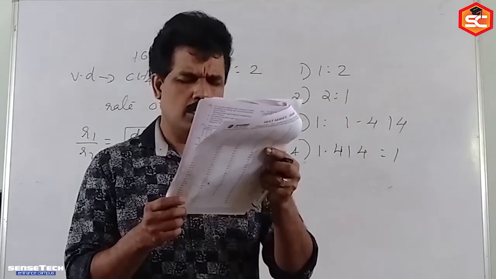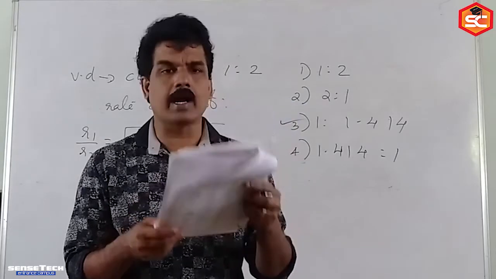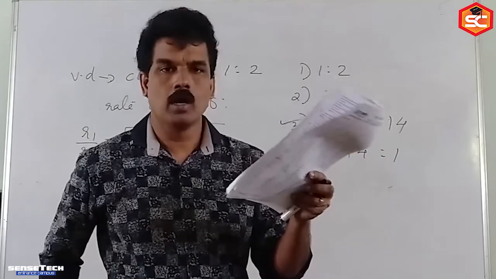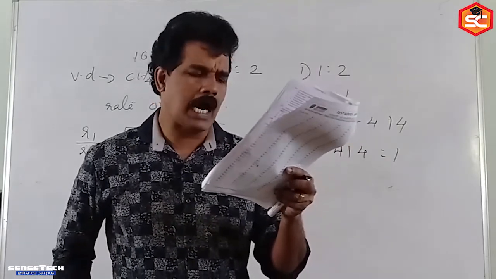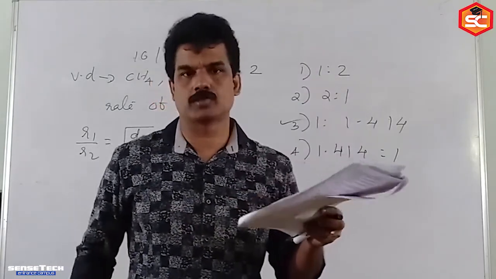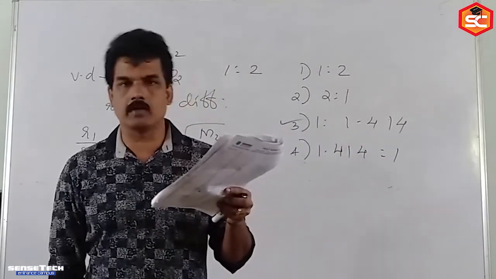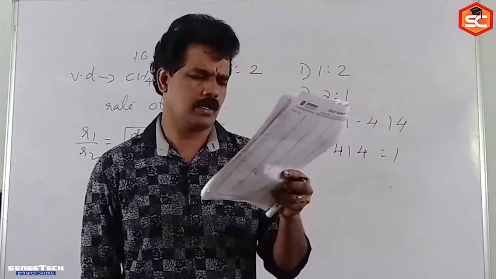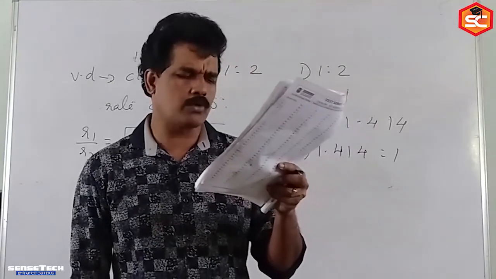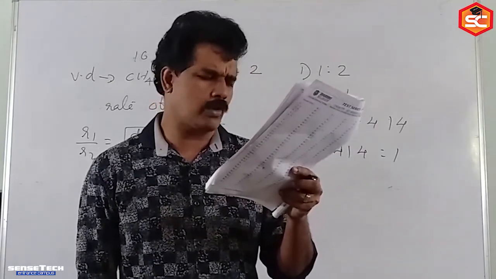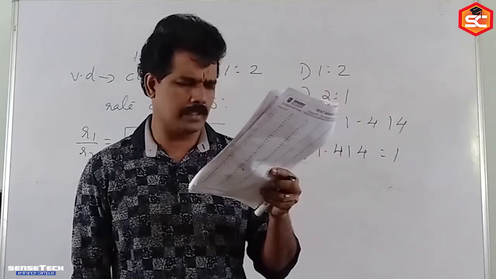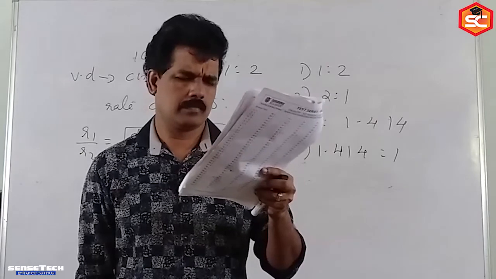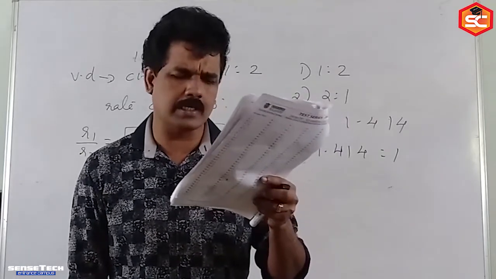Helium atom is 2 times heavier than hydrogen molecule. At 298 Kelvin, standard room temperature, the average kinetic energy of helium atom is: options are 2 times that of hydrogen, same as that of hydrogen, 4 times that of hydrogen, then half that of hydrogen. At 298 Kelvin, the average kinetic energy.